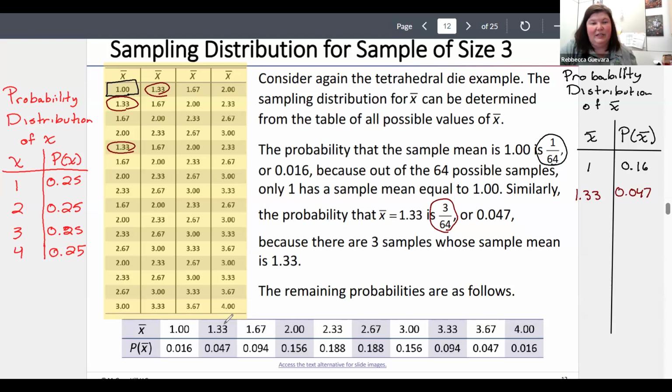The only means that we keep repeating are 1, 1.33, 1.67, 2, 2.33, 2.67, 3, 3.33, 3.67, and 4. Which makes sense because I got numbers 1 through 3, and these are the kind of numbers I would expect to get when I average that out. And what you see is we get a probability distribution here. So if I take a sample of 3, the probability that the mean is 1 is 0.016 or 1.6%. The probability that my mean is 1.33 is 0.047.